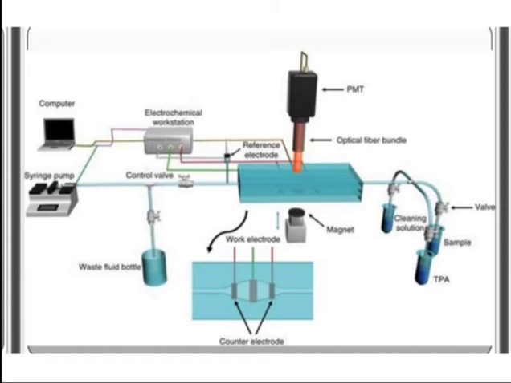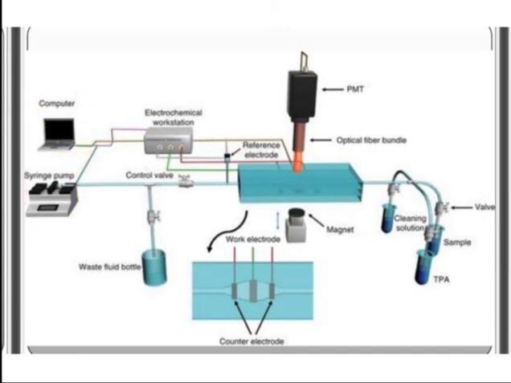See here, some parts are here. This is a sample tube. Here is a valve, cleaning solution. This is a TPA solution. Here is the magnet. Here is the optical fiber bundle, photomultiplier tube, reference electrodes, electrochemical workstation, control valve, waste fluid bottle, syringe pump, and the computer.